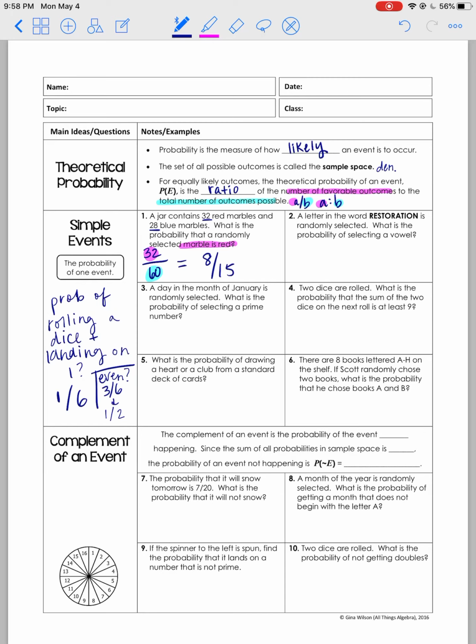Let's just do a couple more of these. The simple probability ones, as the name suggests, are pretty simple, so I don't want to do all of them with you. All right.